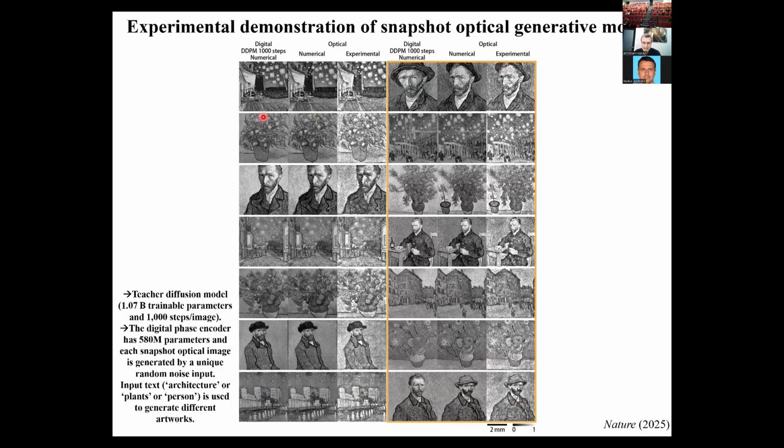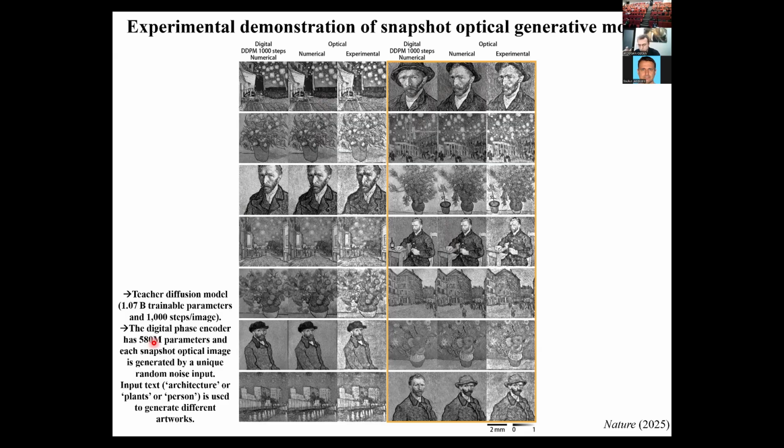These are showing you the teacher diffusion model results after 1,000 steps. This is the optical student's numerical results and experimental results. What you see here with the orange box, these are examples where the snapshot optical generative model disagrees with the teacher. So we distilled the information, but as you can see, the student optical model does not always agree with the teacher. It's a good indication of learning image distillation and still being able to generate unique content, not just memorize or play back the diffusion model that is a teacher. In this case, we were using 580 million encoding parameters.